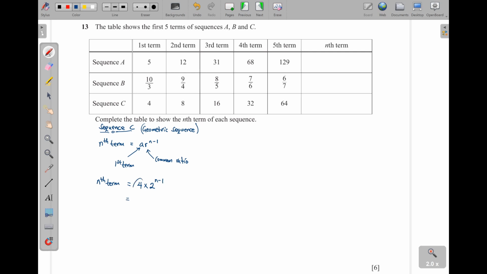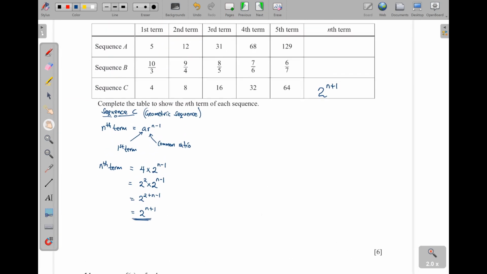So I can simplify this. 4 can be written as a power of 2. So we can have 2 squared times 2, then power n minus 1. And then I can add these using rules of indices: 2 plus n minus 1. And that will be 2 power n plus 1, because 2 minus 1 is a 1. So that is what I have here: 2 to the power of n plus 1.